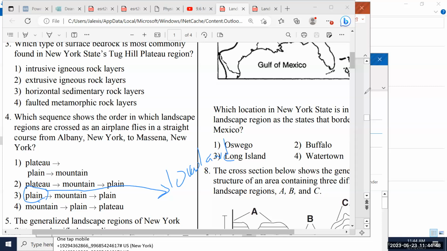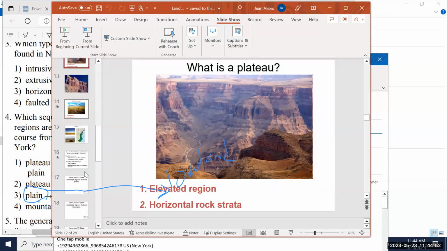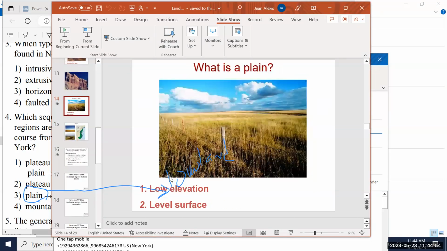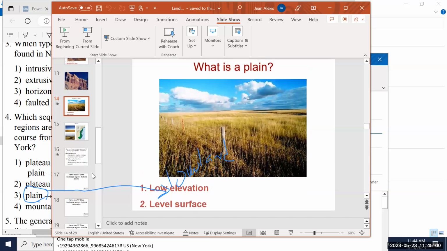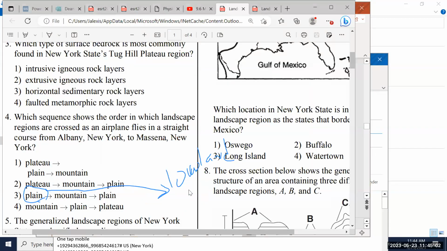When we look at our notes for plains, it says right here, plains have low elevation. You see that right here, low elevation level surface. So if I'm going from a lowland to a mountain to a lowland, once again, I'm going to be looking at choice number 3. Plain to mountain to plain once again.